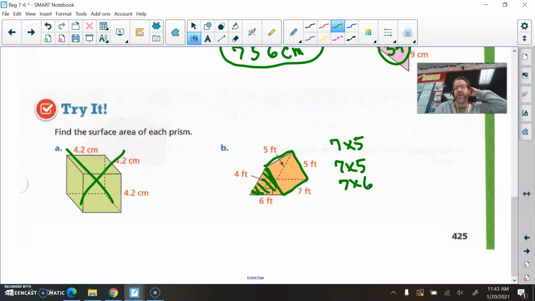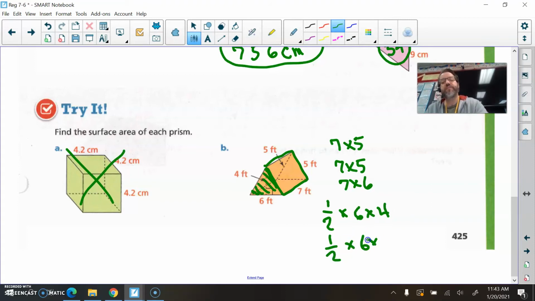So we have to find the area of all of those rectangles. But then we have the triangles, which have a base of 6 and a height of 4. So there you'd have 1/2 times 6 times 4. But then you have 2 of those, so you're going to have to do that again.